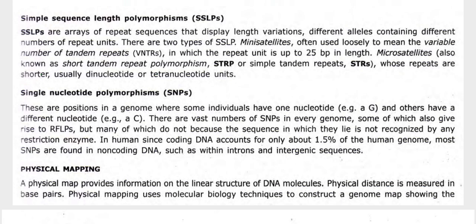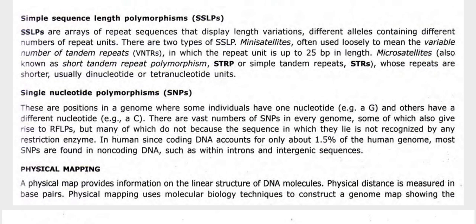SSLPs are arrays of repeat sequences that display length variations, different alleles containing different numbers of repeat units. There are 2 types of SSLP: minisatellites, often used loosely to mean variable number of tandem repeats or VNTRs, in which the repeat unit is up to 25 base pairs in length. And microsatellites, also known as short tandem repeat polymorphisms or STRPs, or simple tandem repeats or STRs, whose repeats are shorter, usually dinucleotide or tetranucleotide units.